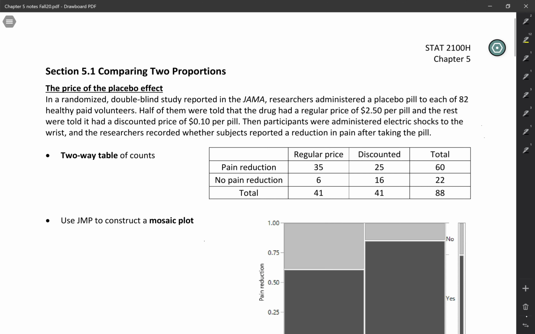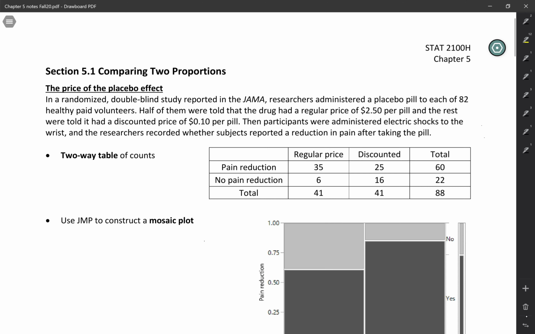Then the participants were given electric shocks to the wrists, so we've been learning about some kind of unpleasant studies lately, and the researchers recorded whether or not subjects reported a reduction in pain after taking the pill. So we're looking at just a binary: yes, there was pain reduction, no, there wasn't pain reduction.